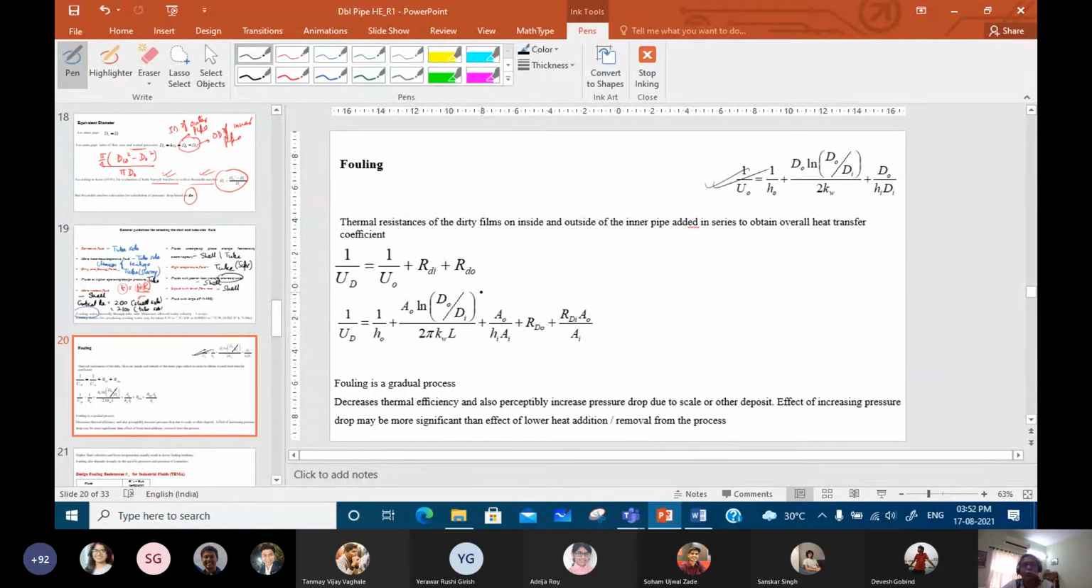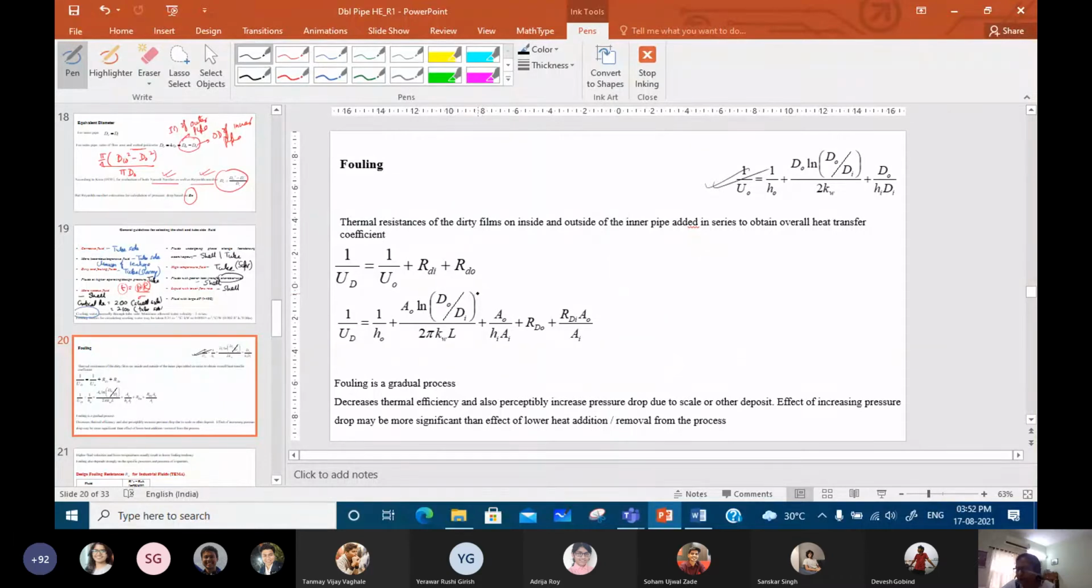And there is one more thing which is much more important than the lowering of heat transfer coefficient. That is, as fouling occurs, the pressure drop increases. This is much more serious than the lowering of heat transfer coefficient.